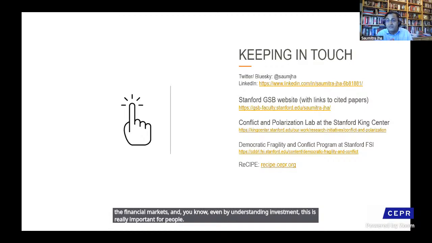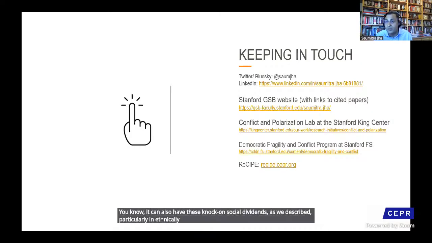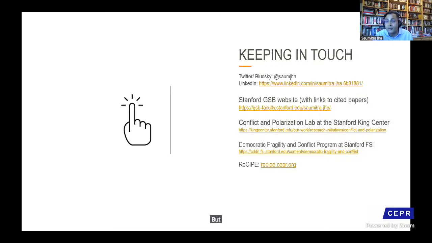It can also have these knock-on social dividends, as we described, particularly in ethnically diverse societies, where people can begin to not only credibly see that they're investing in a broader project, which is the national economy, but they can benefit from when that economy does well.